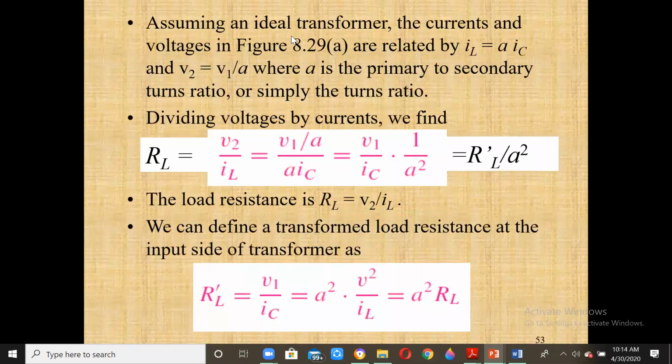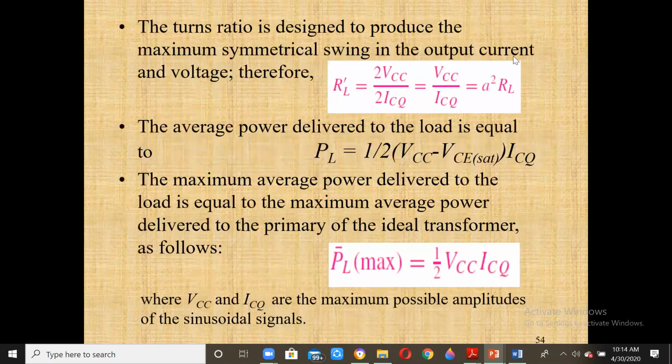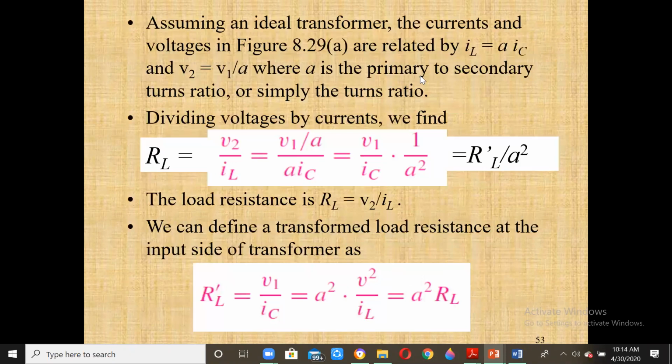So assuming an ideal transformer, the currents and voltages in the figure are related by IL equal to A IC, because the step down transformer reduces the voltage and increases the current by an equal amount. Here A is the primary to secondary turns ratio, or simply the turns ratio.